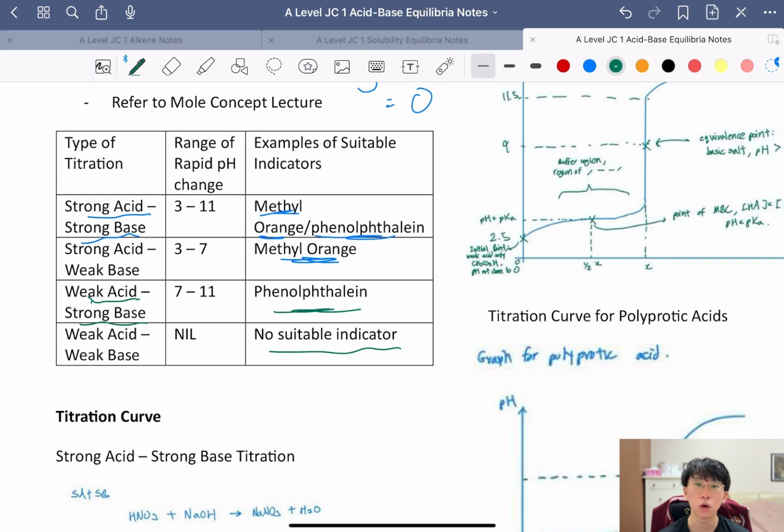Now, how do I determine which indicators I could use without memorizing? It's just to take note of the range of your rapid pH change. So within this set limited range, your indicator color change has to be within that range itself, and therefore it can record the pH change or record the equivalence point clearly.